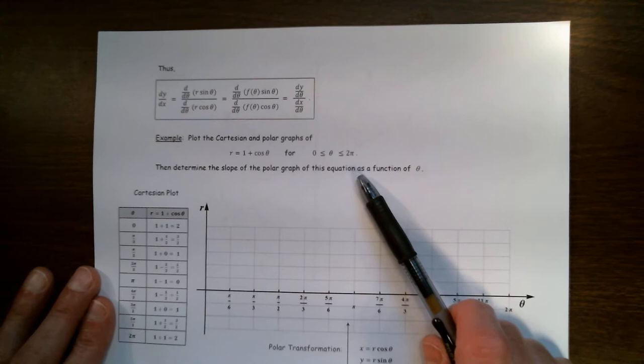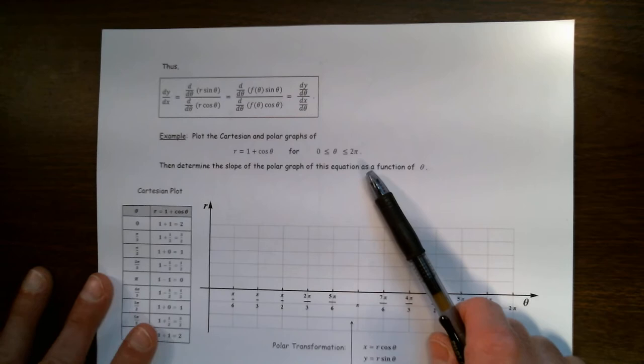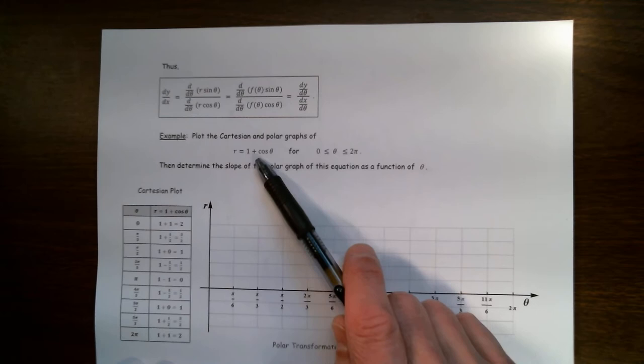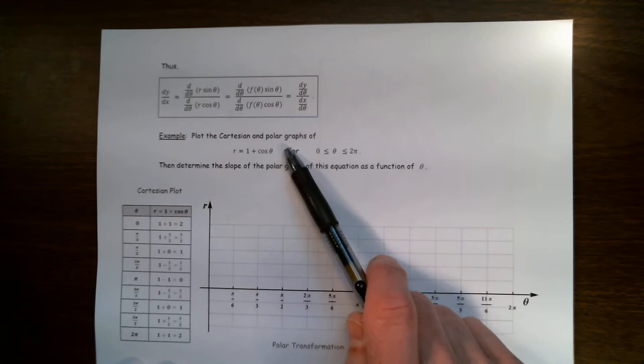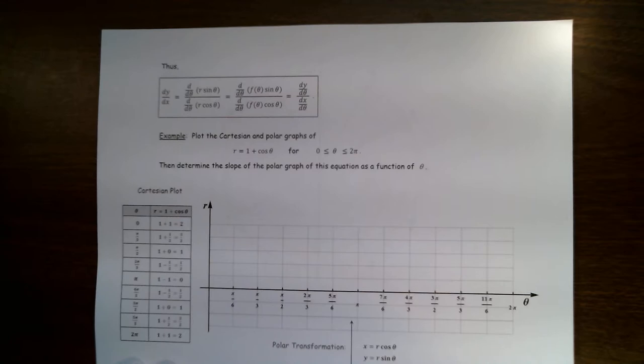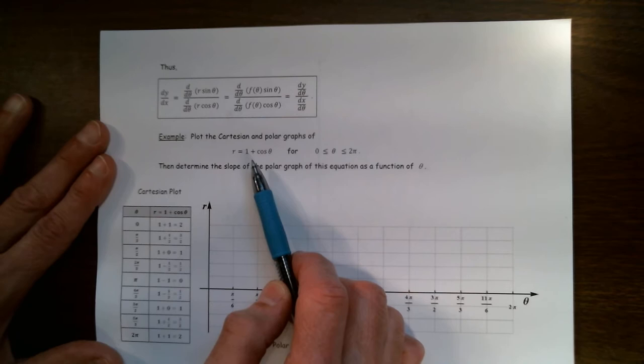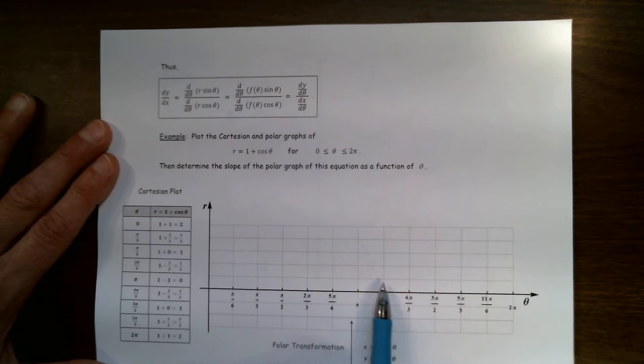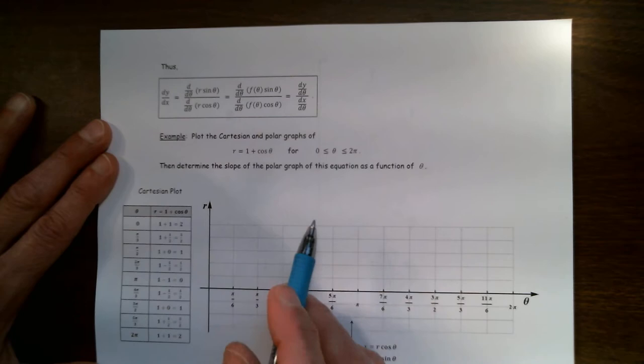Okay, so with that in mind, let's take a specific polar curve, namely r equals 1 plus cos theta. We're going to plot that graph both in Cartesian and polar form, and then analyze the slope of the polar graph as a function of theta. First, we're just going to plot the rectangular plot of r equals 1 plus cos theta. So we're plotting r versus theta here as theta ranges from 0 to 2 pi, and thus we'll just end up with a standard cosine wave.